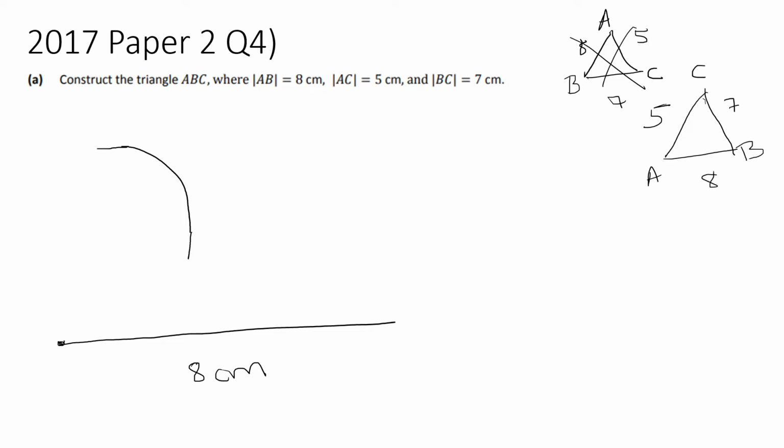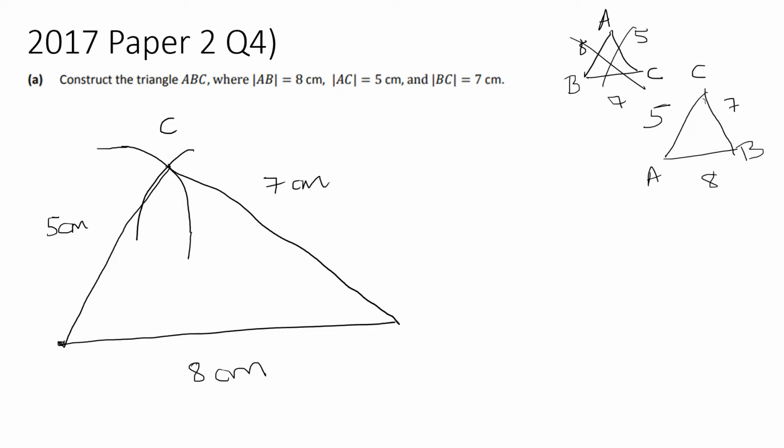Then you get your compass again and you open it up, and this time you open it up for 7 centimeters, and again you draw an arc as best as you can. That one's a little bit messy, but once you've drawn your arc, you can see that there's a point of intersection here. Just join that up using a ruler and join those two up using a ruler as well. This means that this is C at the top, and make sure that this is 5 centimeters and that is 7 centimeters.